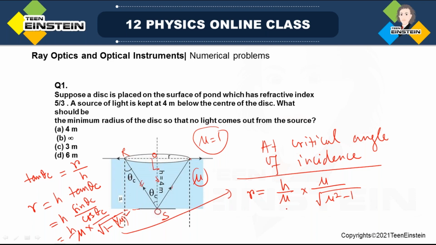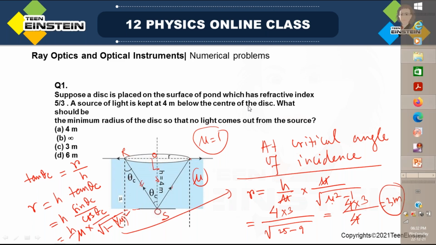Okay. So this will give you the answer. Let us see what it is. So mu goes off, then h will be 4 meter. Mu was given 5 by 3. So 5 by 3 means 3 will come over here, and this is 5, so 25 minus 9. So here again will be 25 minus 9, 16, which means you will get 4. So look, this is 4 into 3 divided by 4. 4 goes off. So the answer will be 3 meter. Okay, 3 meters should be the radius. Deepa, is this clear? Is this clear to you?